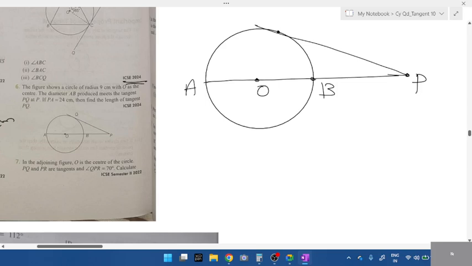In the given figure, the figure shows a circle of radius. What is radius OB value? 9. OB is 9. OA is also 9. O is the center. The diameter AB is produced to meet the tangent PQ. PQ is the tangent here. If PA is 24, what is the PA value? What is the entire PA, students?